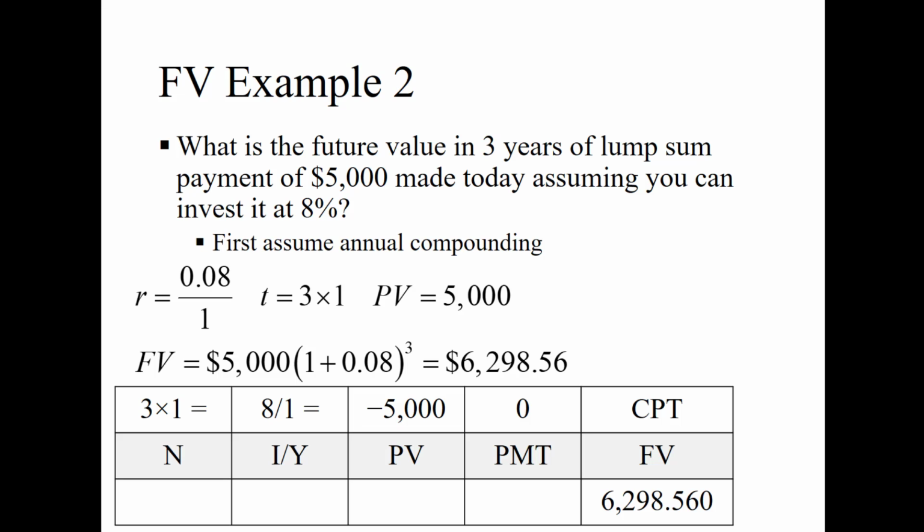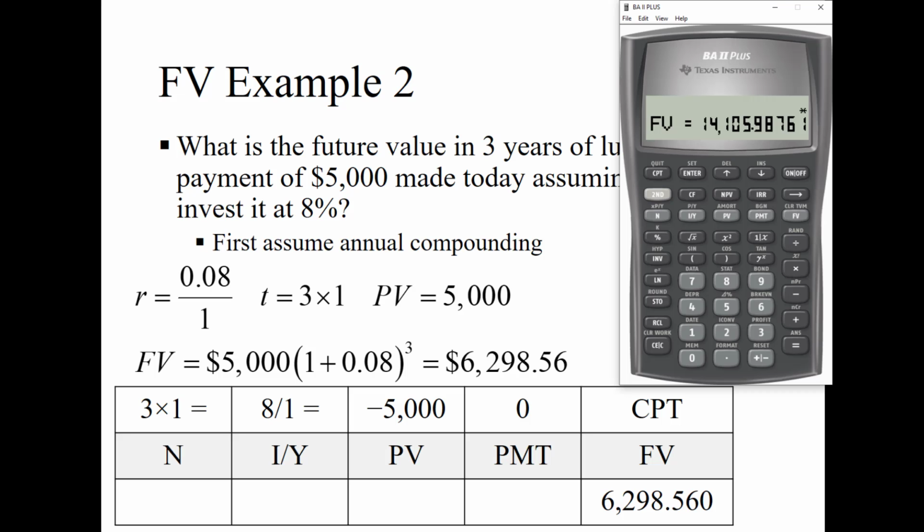In our next example, we're going to look at the future value in 3 years of a lump sum payment of $5,000 made today. And we're going to assume that we can invest it at 8%, and we'll first assume annual compounding. So the first thing I'll do is make sure that I clear the time value of money worksheet, so I'll hit second and FV, and then I'll clear the answer that's stored by hitting clear.